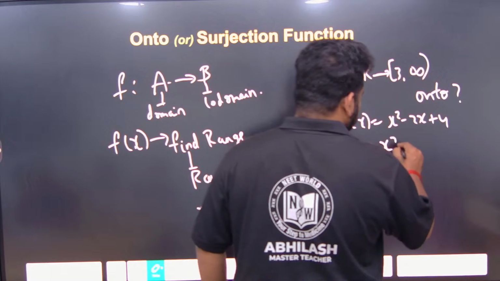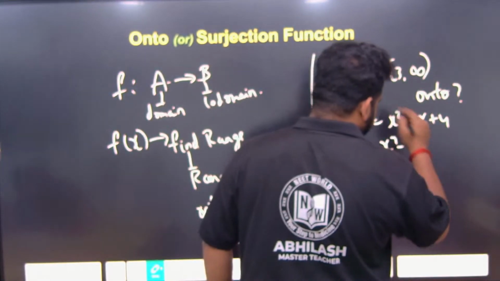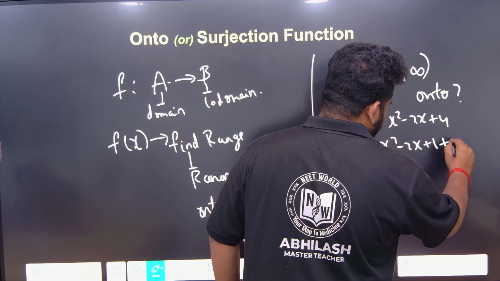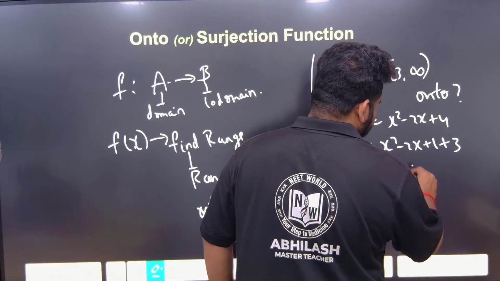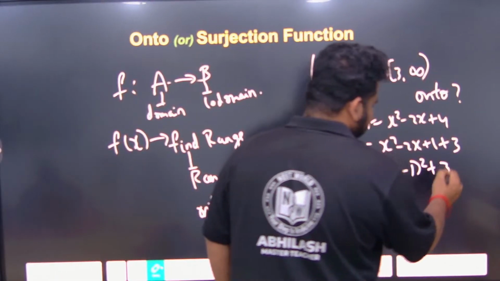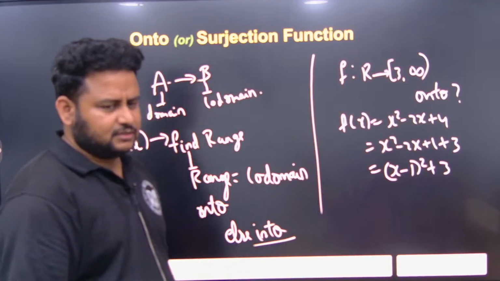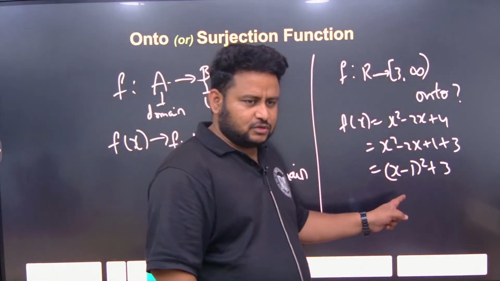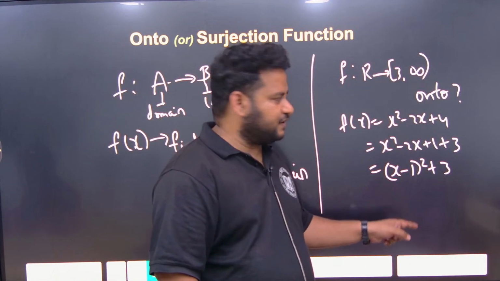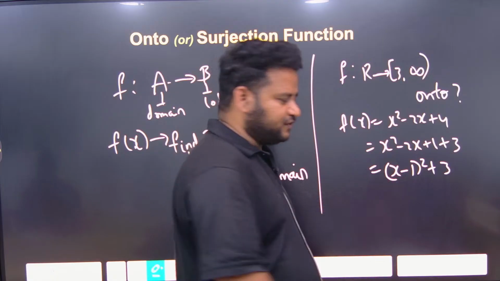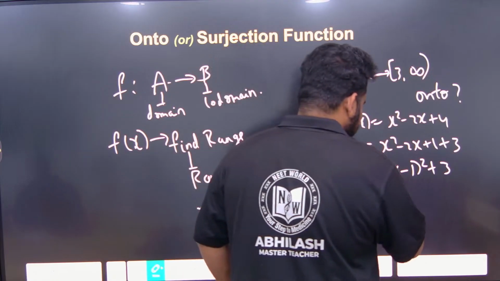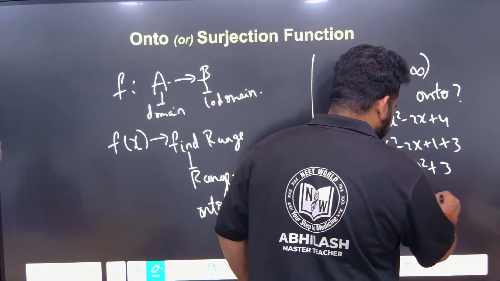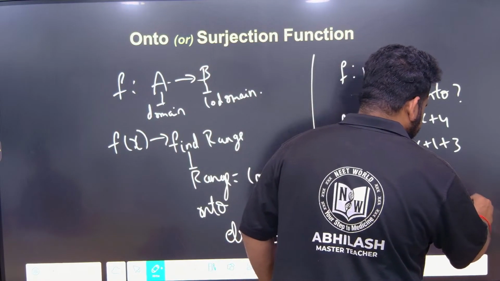x square minus 2x plus 1 plus 3. So this I can write as (x minus 1) whole square plus 3. So that means this is definitely positive. Positive means 0 comma infinity. If I add 3, this will become 3 comma infinity. I will get the range as 3 comma infinity, which is nothing but equal to the codomain, that is B.